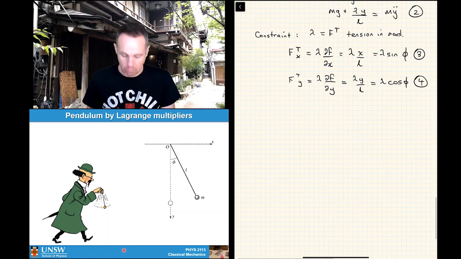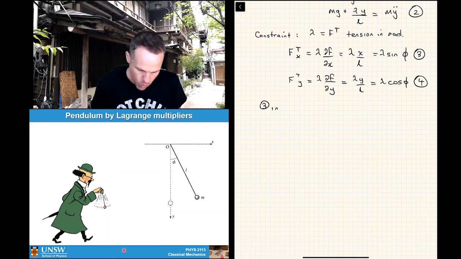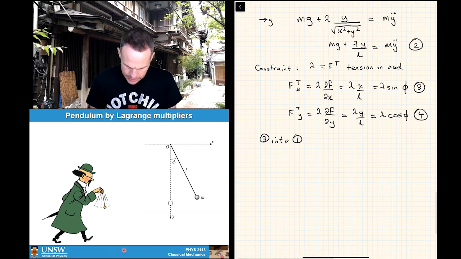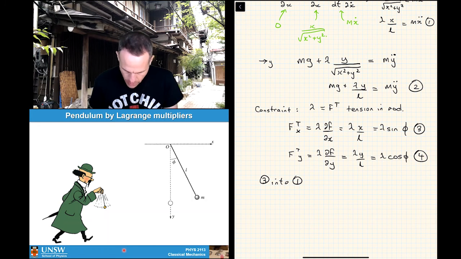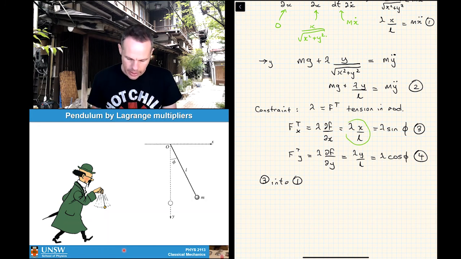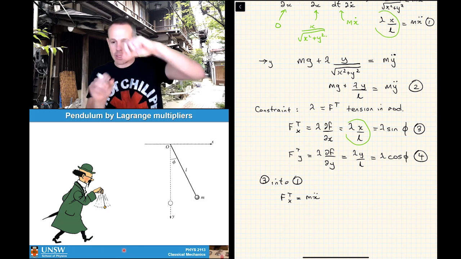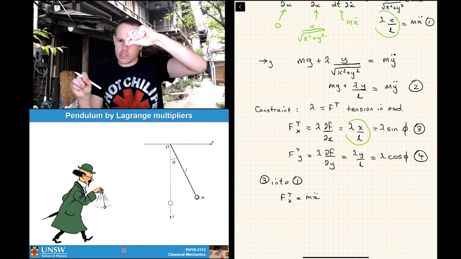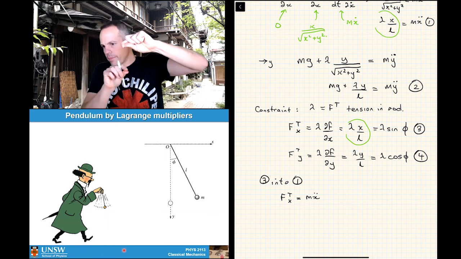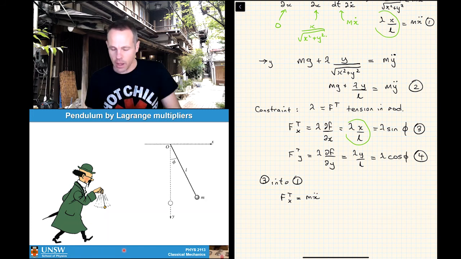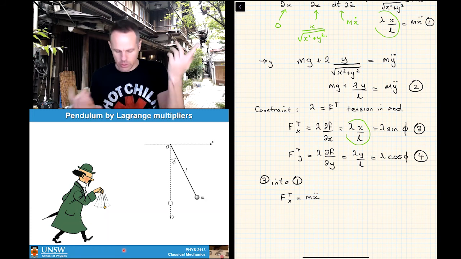Okay, so at this point, what we can do is basically substitute 3 into 1, right? In other words, we use the knowledge that we got from 3 in 1. And what that really is, is that we know that lambda x on L is equal to F_T of x, and we can substitute it in where this is, right? So all we're going to do here is go that F_T x is equal to m x double dot. And basically all we're saying is that the x component of the tension in the string can only come about from the acceleration of the bob, okay? And so ultimately we know that tension is going to change as a function of position because that component is going to change.